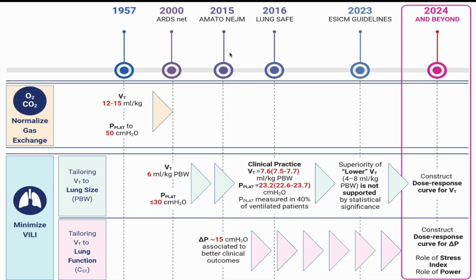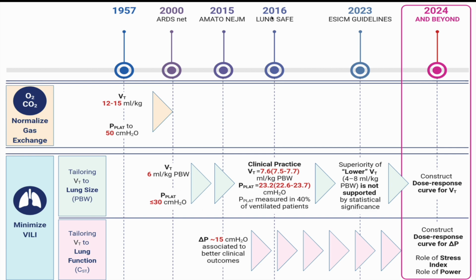Then in 2015, the Amato trial showed that if the driving pressure is more than 15, it was associated with worse outcomes. So this was again dealing with the compliance of the lungs. Previously, we were focusing solely on the tidal volume that was to be given.